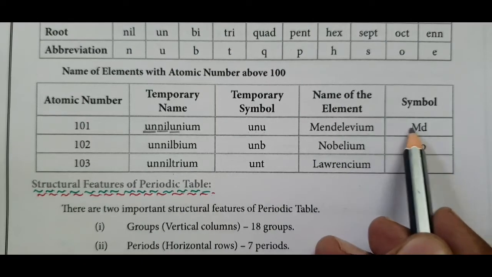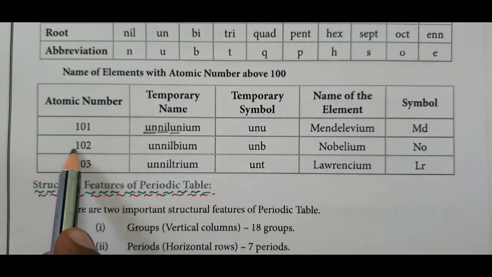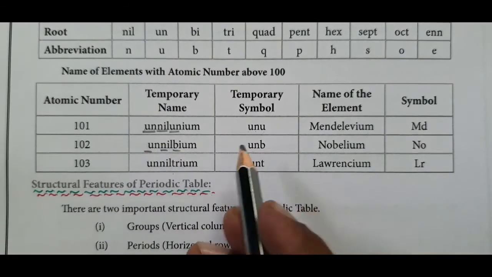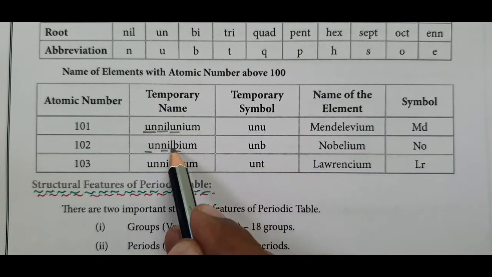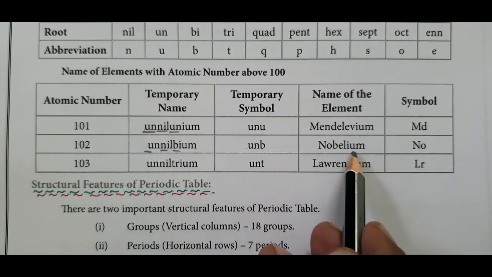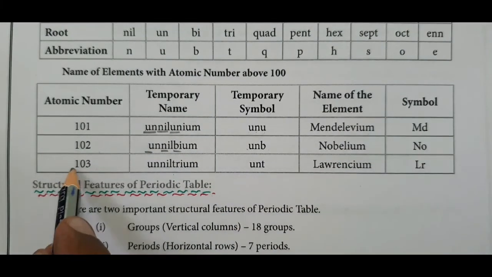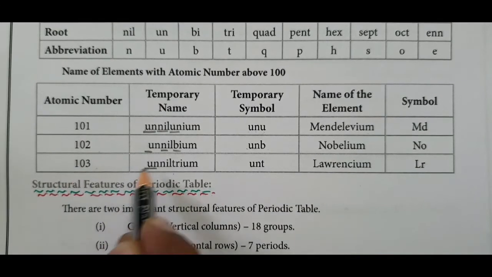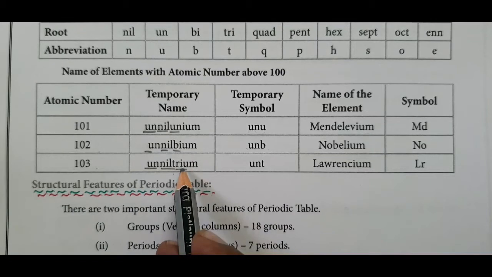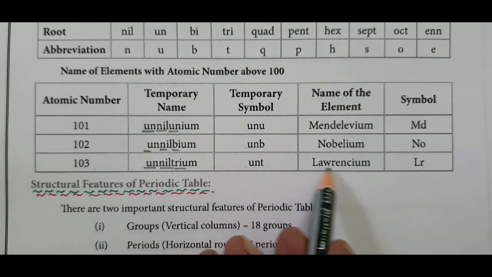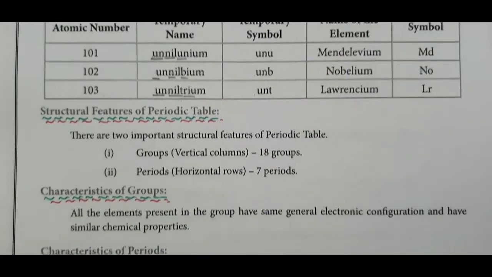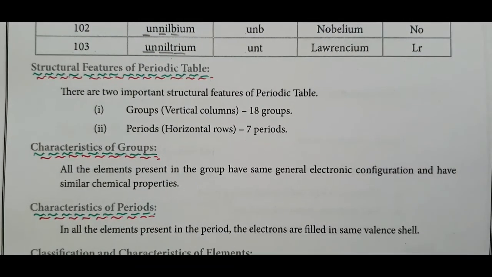Symbol Md. 102: un nil bium, Unb. When you write bium, the one i is removed. Unb is Nobelium, No. 103: un nil trium. Here also one i is removed. Unt is Lawrencium, Lr.